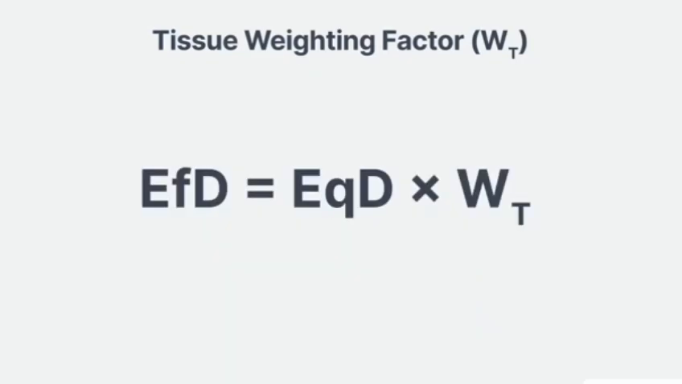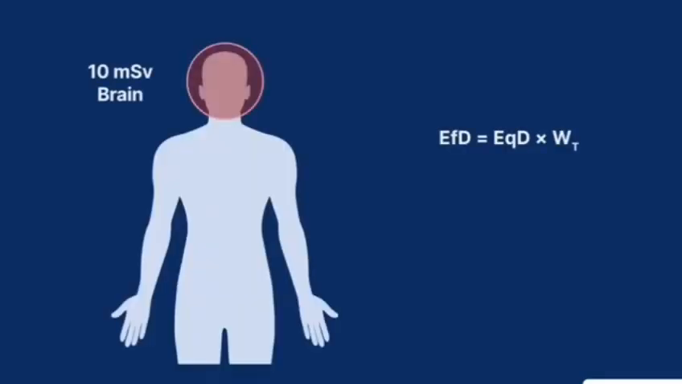Differences in tissue radiosensitivity are important when calculating the effective dose. This is the dose value needed to assess stochastic effects, especially radiation-induced carcinogenesis. The effective dose is equal to the equivalent dose multiplied by WT. That's the tissue weighting factor. So here's a scenario. Let's say we have two different radiological procedures, both resulting in an equivalent dose of 10 millisieverts to different parts of the body, the brain and then to the breast.